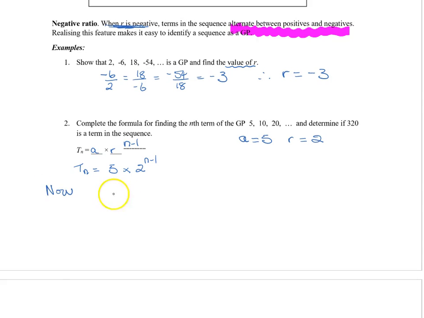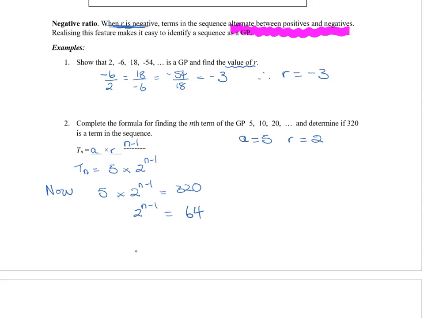Now, we want to know whether 5 times 2 to the n minus 1 is equal to 320. Divide both sides by 5, 2 to the n minus 1 is 64. Now, what have we got? We've got an equation to solve. N is in the power. Now, we've got a few ways we could do this. We could look at taking the log of 64 to base 2, equaling n minus 1. Log of 64 to base 2, we then have to use the change of base formula.